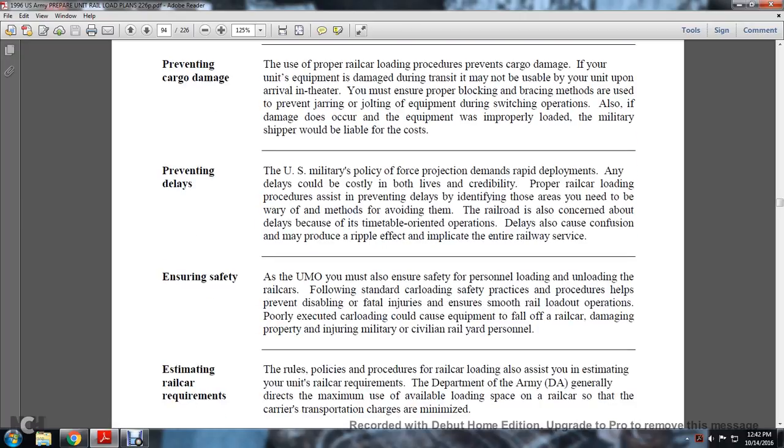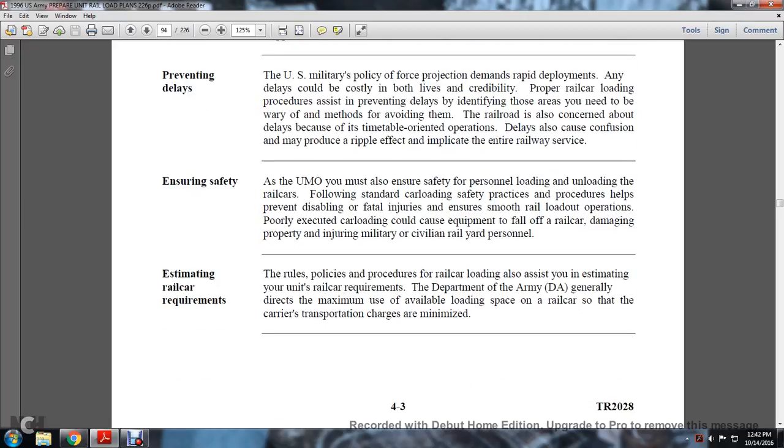Delays also cause confusion and may produce a rippling effect implicating the entire railway service. Ensuring the safety of the unit. As the unit mobilization officer, you must ensure the safety of personnel loading and unloading the railway cars by following standard car loading safety procedures, helping prevent disabling and fatal injuries and ensuring a smooth railway loadout operation. Improperly secured car loading can cause equipment to fall off the railway car, damaging property and injuring military and civilian yard personnel. Estimating railway car requirements: the rule, policy, and procedure for rail car loading is also to estimate the unit's railway car requirements.